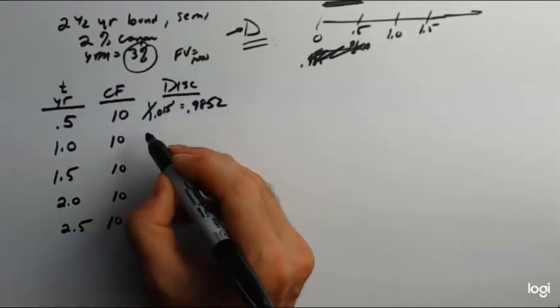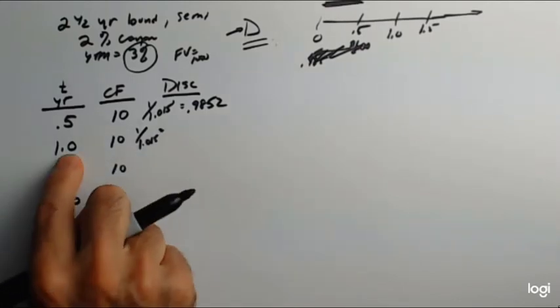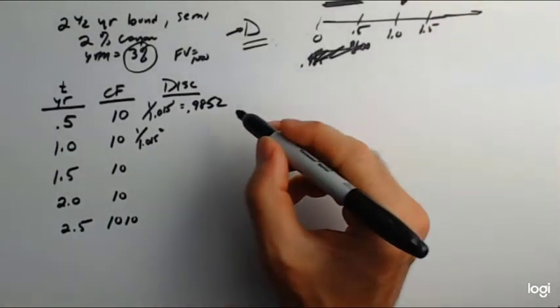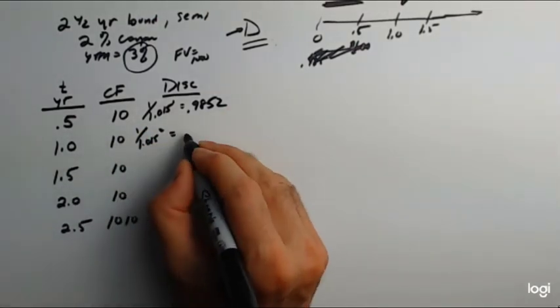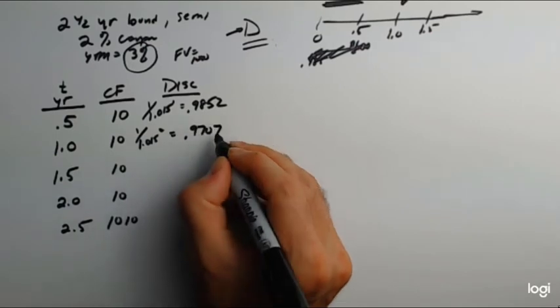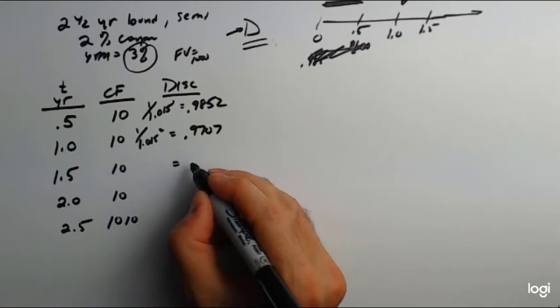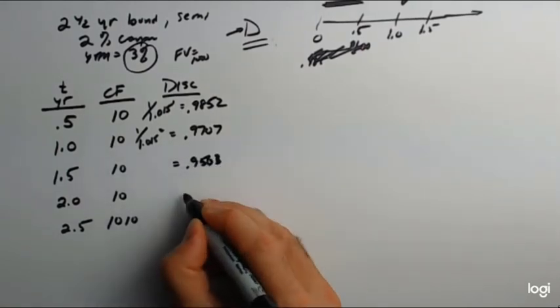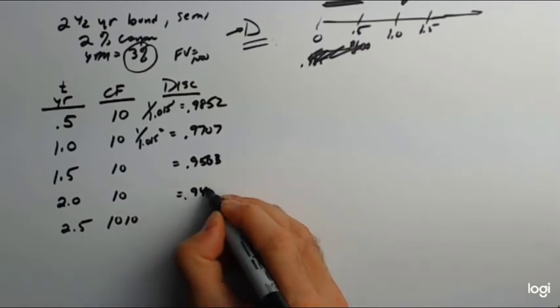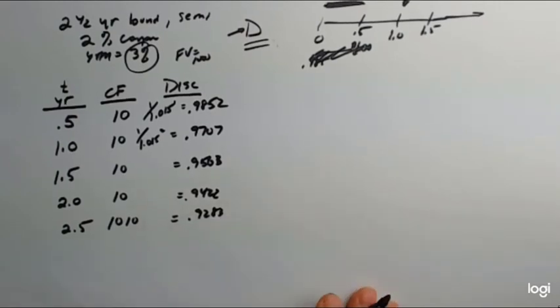Now, we also need to calculate these other discount rates associated with the other cash flows. This cash flow is going to get this discount rate, which is 1 over 1.015 squared. That'll be 0.9707. And this will be 1 over 1.015 cubed, and this will be 0.9563. And then 0.9422. And then 0.9283. Okay, so those are our discount factors.